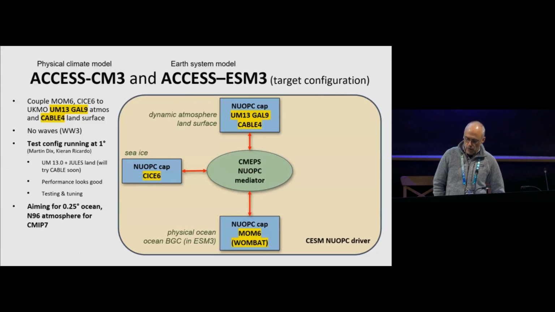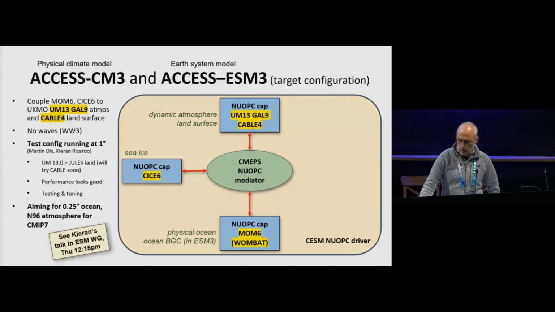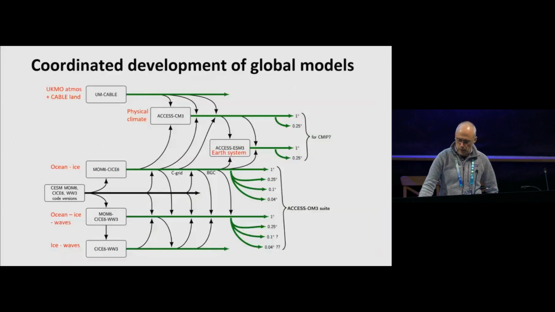So our test configuration is running at 1 degree, and this is the work of Martin Dix and Kieran Ricardo, and that's using JOULES at this stage. But the aim is for a quarter degree for CMIP7. And Kieran's got a talk tomorrow in the ESM working group about that.